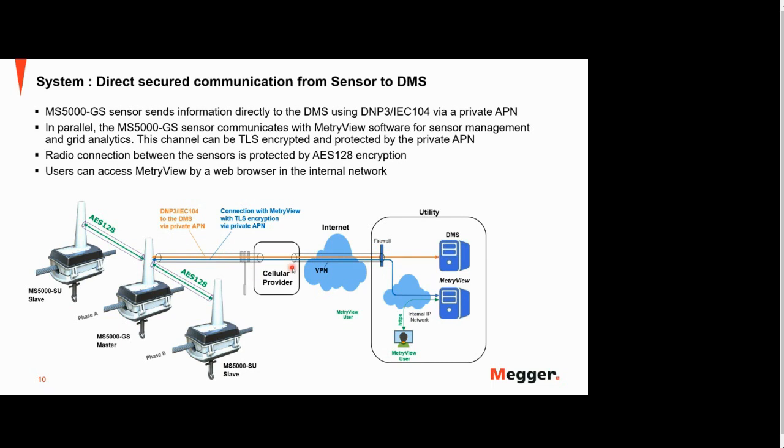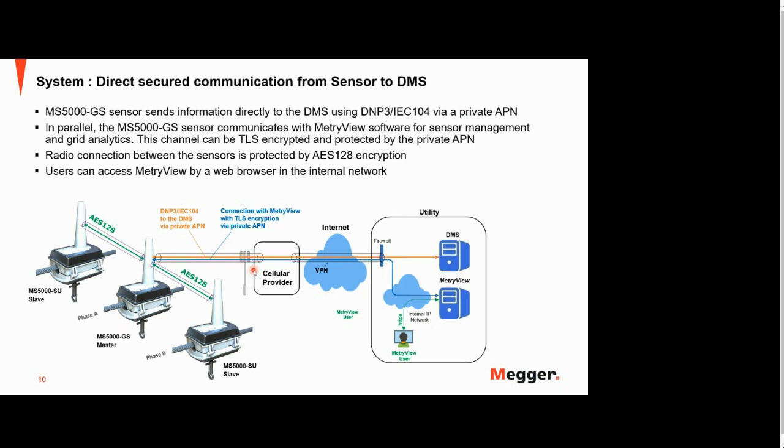With the use of a private VPN, it sends this data to our database management software like SCADA and all, and also to MetroView software for more grid analytics when the customer wants. The software is installed behind the firewall, so it is again completely safe. In parallel, the sensor data directly communicates with the MetroView software for sensor management and grid analytics. And all these channels are TLS encrypted and protected by a private APN.